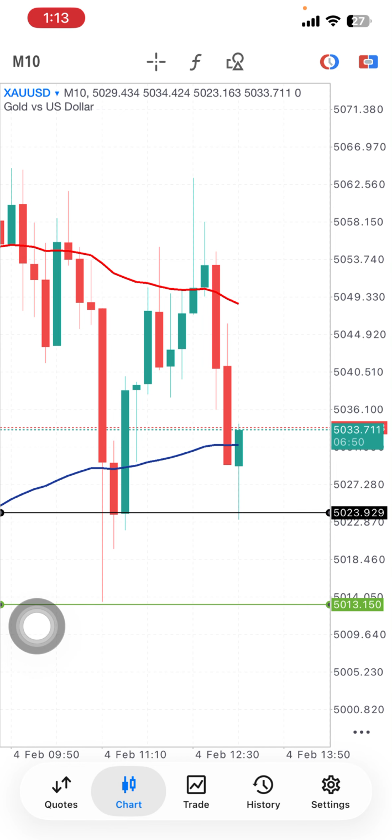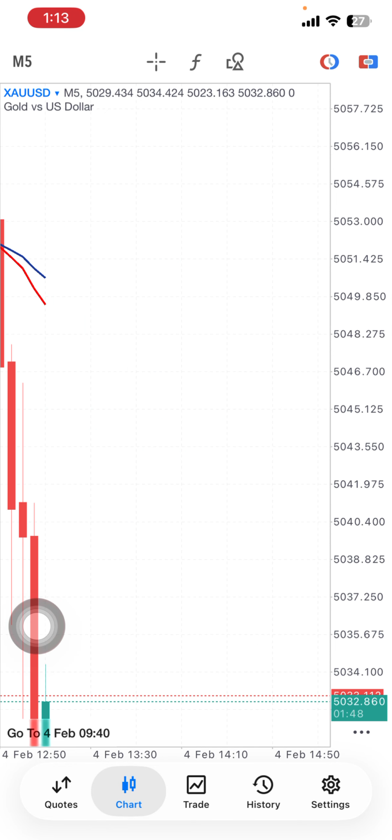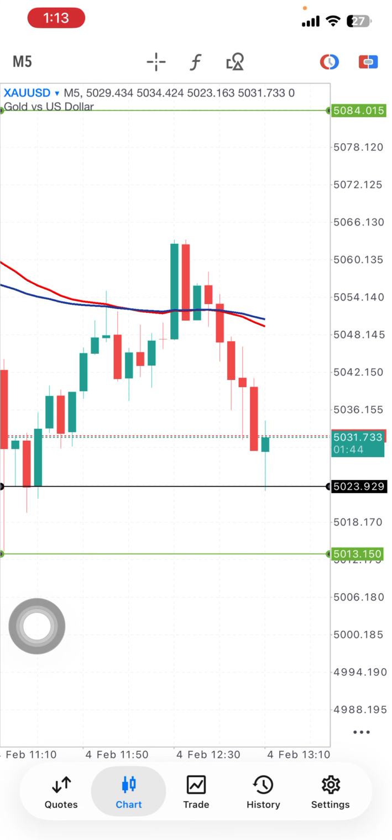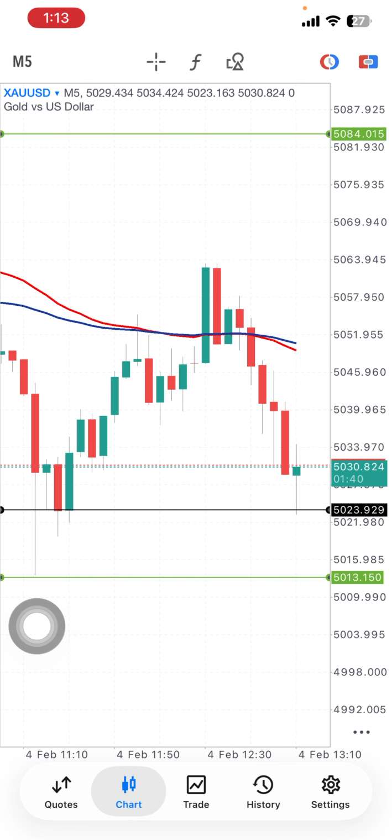So let's keep on watching. Let's check the 5 minutes. You can see clearly that the 5 minutes is also respecting the zone. So we will have to wait patiently and see the kind of candlesticks that is going to form at this area before we enter the market.